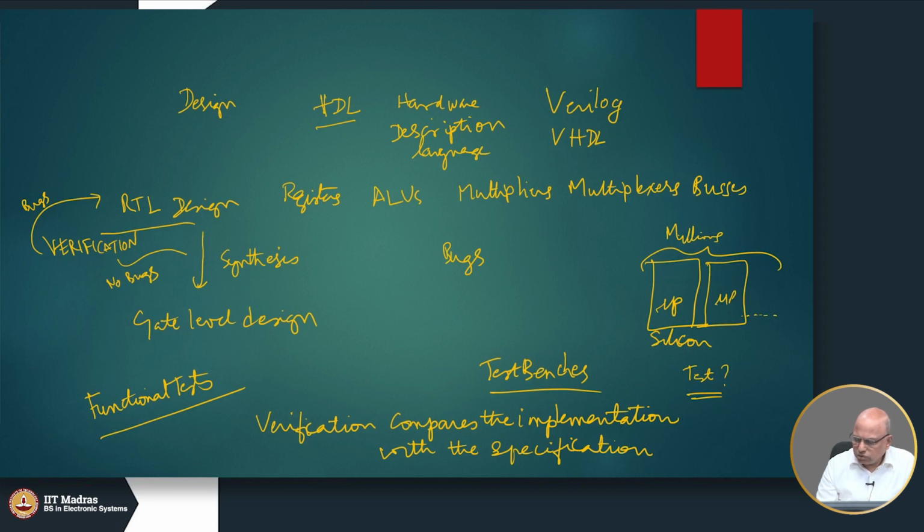Then we can try to see whether it executes the simple no op instruction. No op means no operation. So, we can try to see whether the microprocessor executes the no op instruction. That means the program counter keeps incrementing correctly. So, these are called functional tests.